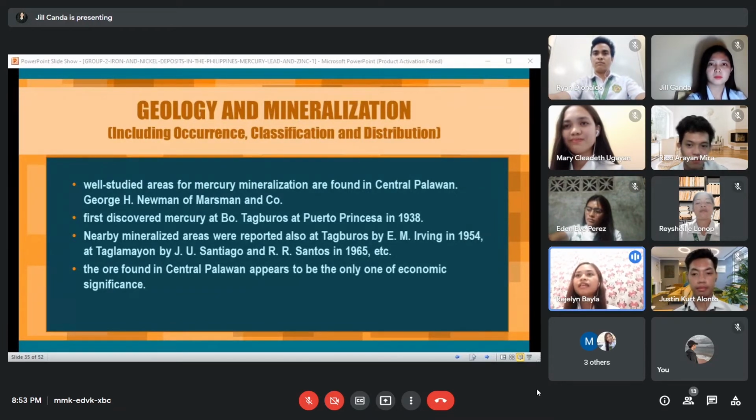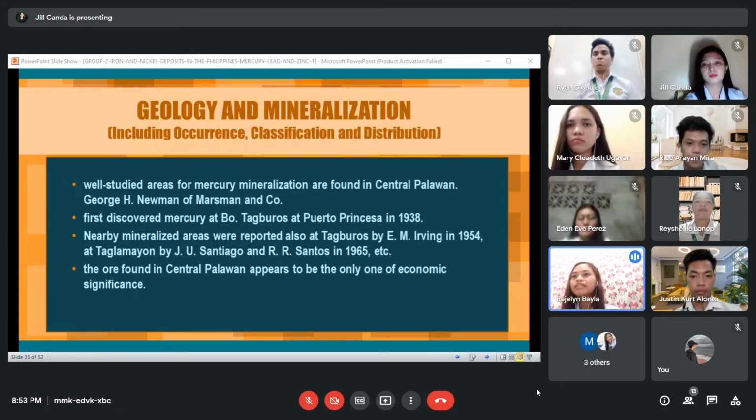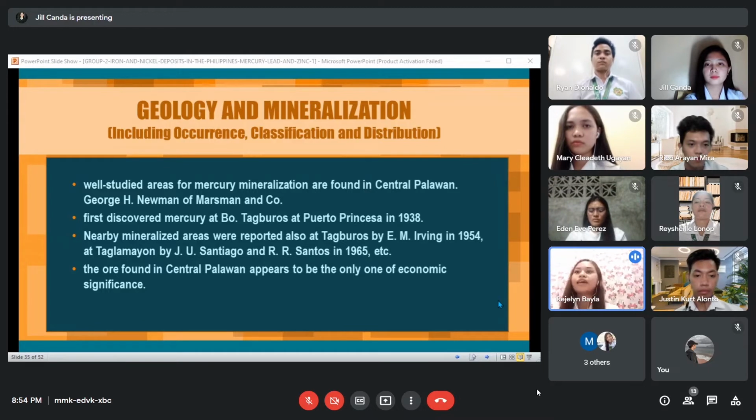So, geology and mineralizations, including occurrence, classification, and distribution. George H. Newman of Marsman and Company first discovered mercury at Barangay Tagboros at Puerto Princesa in 1938. Nearby mineralized areas were reported at Tagboros by mining engineer Irving in 1954, and at Taglamayon by Gio Santiago and R.R. Santos in 1965. Next, the ore found in Central Palawan appears to be the only one of economic significance.